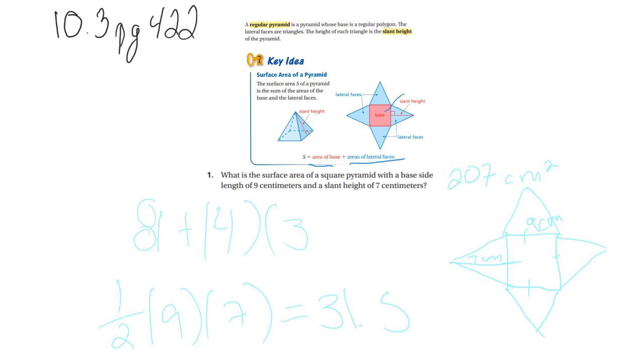Multiply that up here and add that to the 81, you would end up with 207. There you go. And remember to square your unit because it's area.